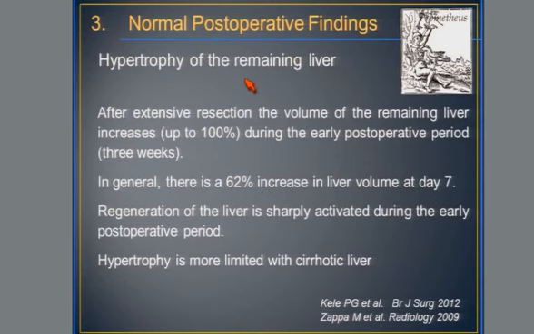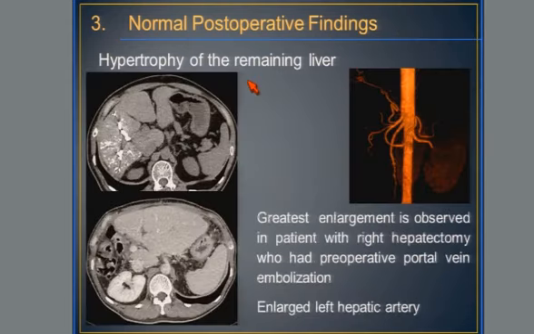You know that after resection, there is a considerable increase in liver volume, and this can be visible on CT scan. Usually the patients with the greatest enlargement of the remaining liver are patients who had a combination of preoperative portal vein embolization and extended right hepatectomy.